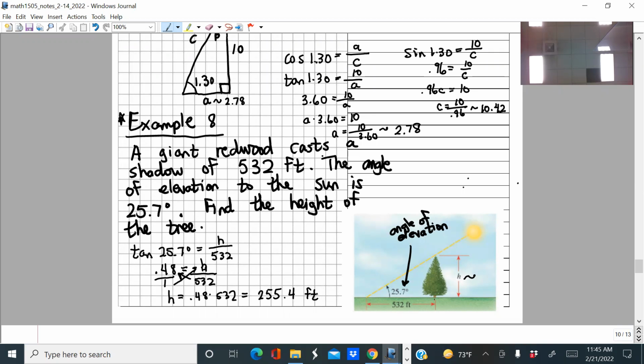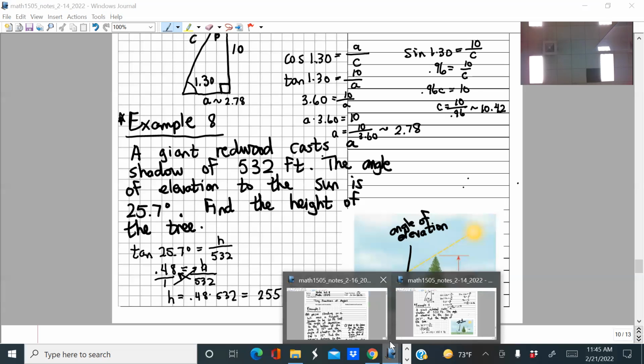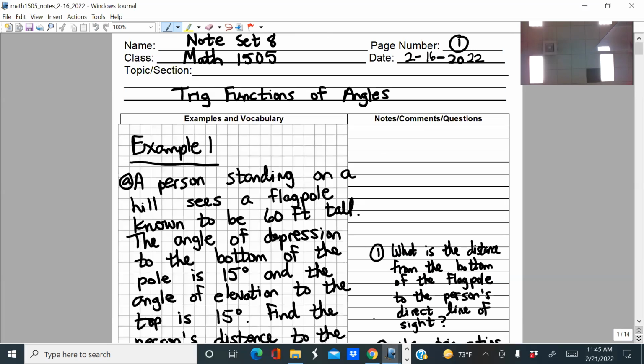Okay. Well, we're going to try another problem like this one. It's a very similar problem, except it involves a flagpole instead of a tree. So let me switch to the next set of notes, if I can find the next set of notes here.